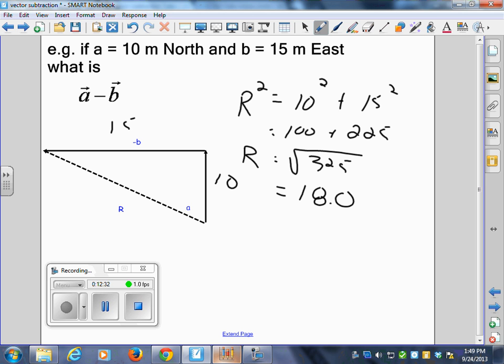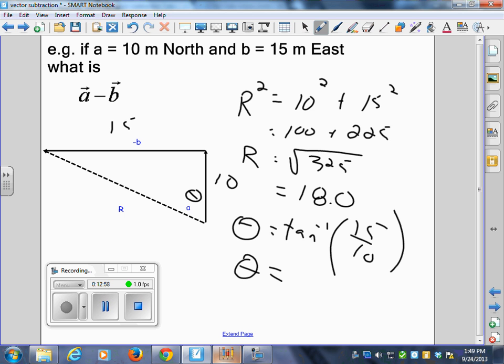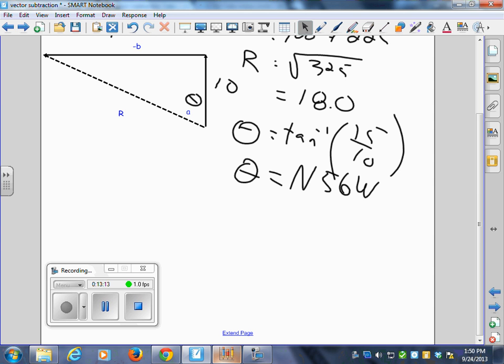You guys don't know your square roots up to 500? That's weird. Where's my angle? Opposite over adjacent, right? So theta is equal to inverse tan of opposite over adjacent, 15 over 10. And I do not know my tangent table either off the top of my head. It's 56 degrees. Okay, 56 degrees, and that's actually going to be north, 56 west, right?